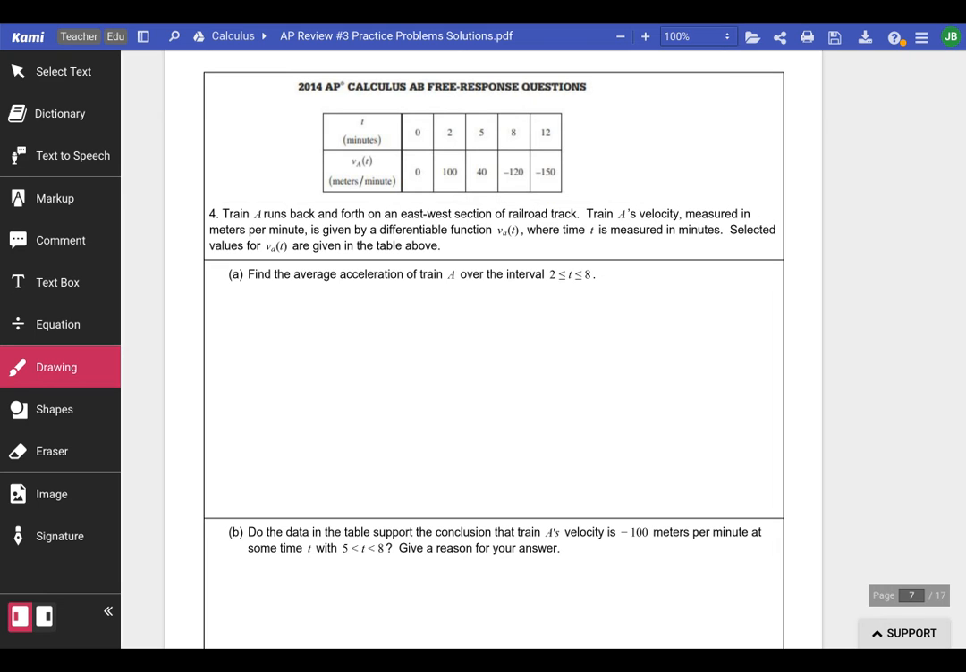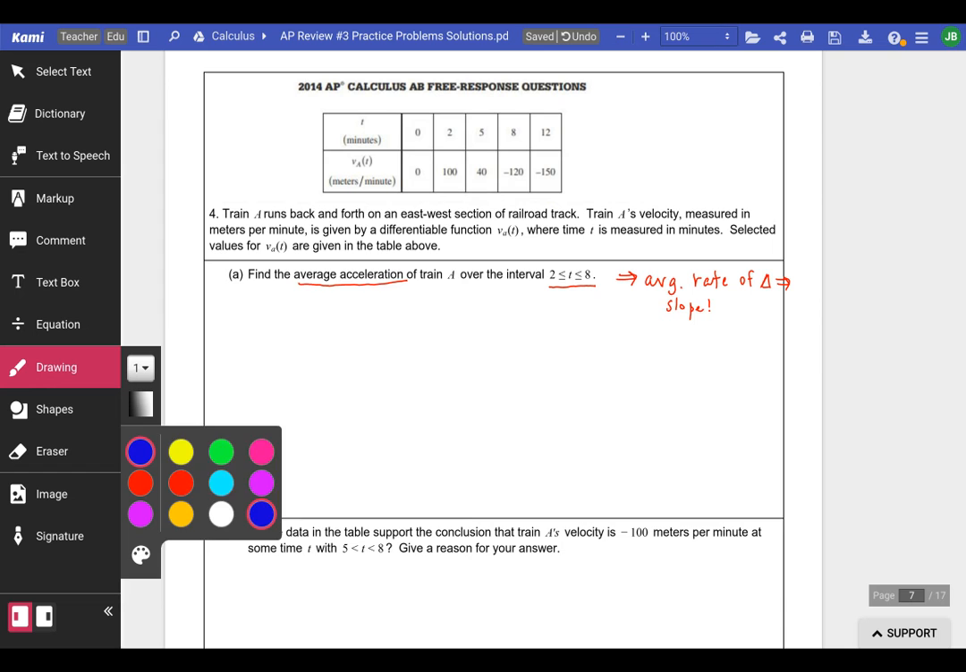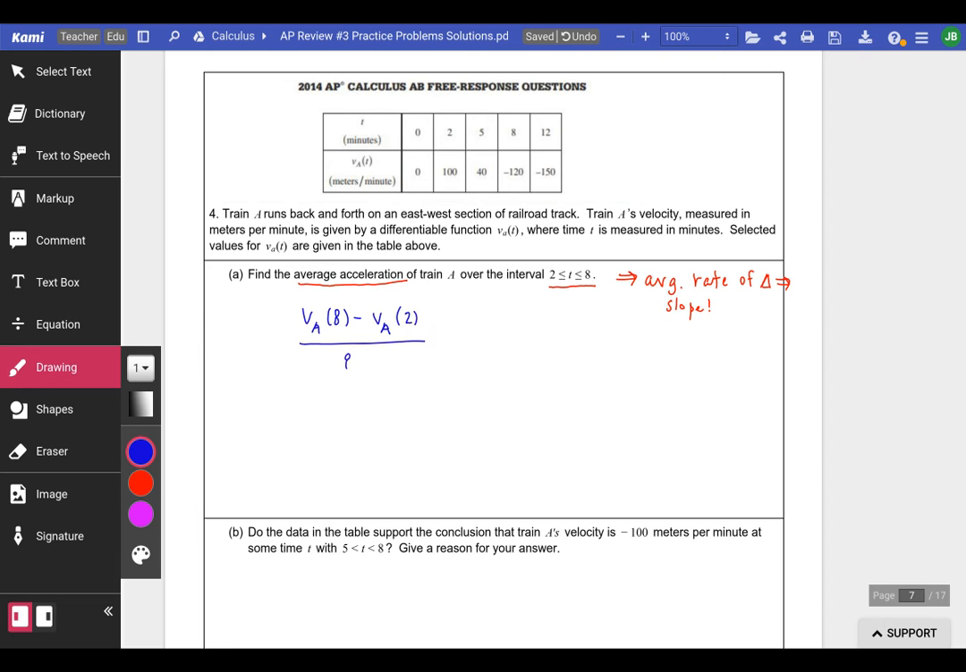And so what I notice is they want average acceleration over a time interval. That tells me they're looking for the average rate of change, which we just know is our regular old slope. So I'm going to go ahead and take the slope. I've got the velocity of train A at time 8 minus the velocity of train A at time 2, all over 8 minus 2. And I'm just going to get those values from the table.